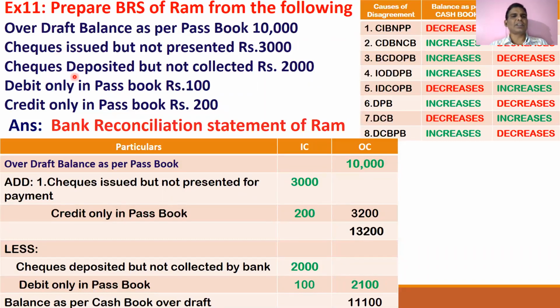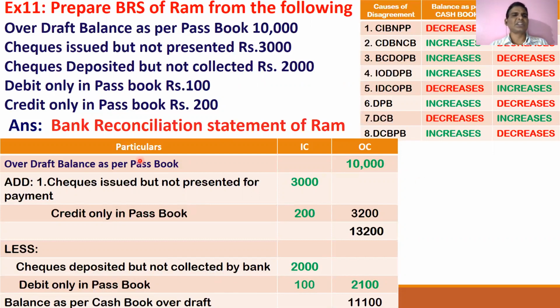Second point: checks deposited but not collected. When a check is deposited, the cash book is debited. Cash book increases. But not collected, so passbook decreases. Because passbook decreased, by to less. Checks deposited but not collected, passbook decreases, by to less.